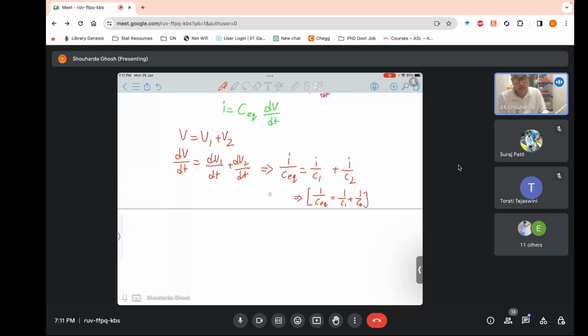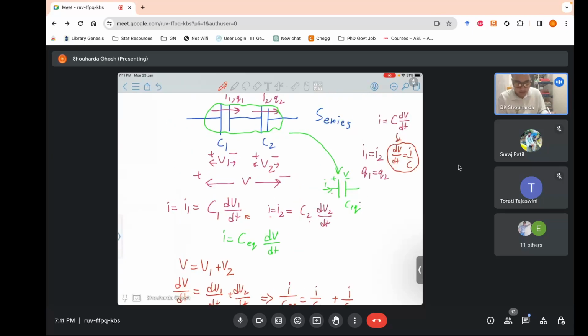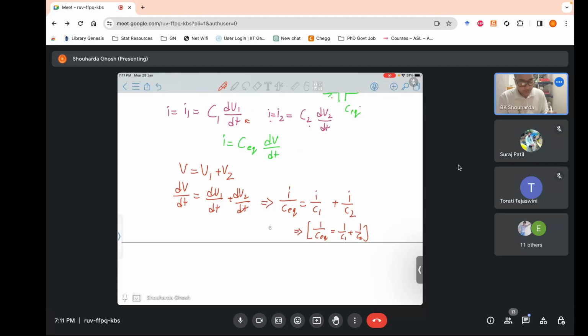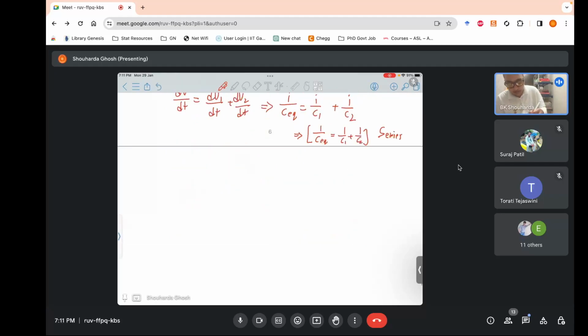So how does it come into picture? It's actually the conservation of charge, as well as voltage. You have applied Kirchhoff's current law and the voltage law as well, because you are going in a closed loop. So that's for your series connection. Similarly, in parallel, what is happening?